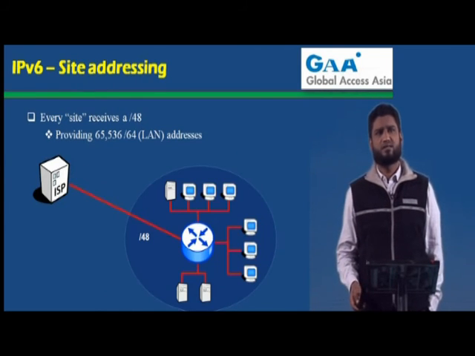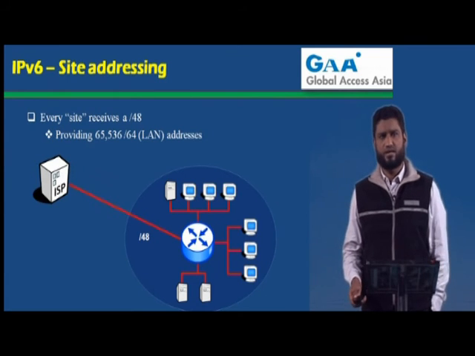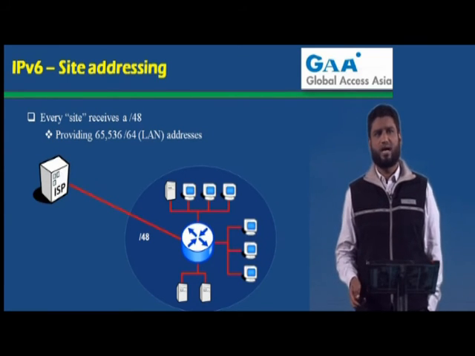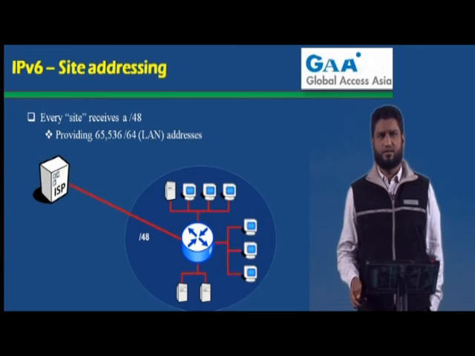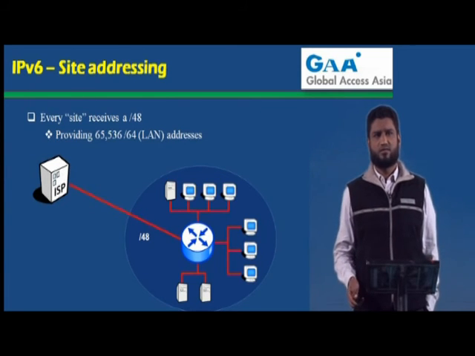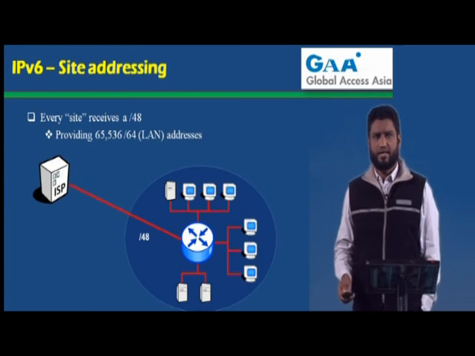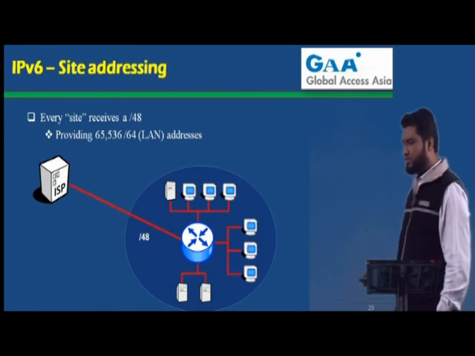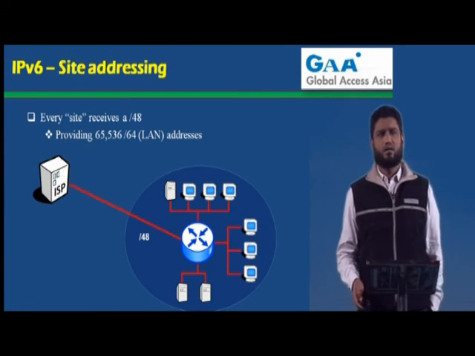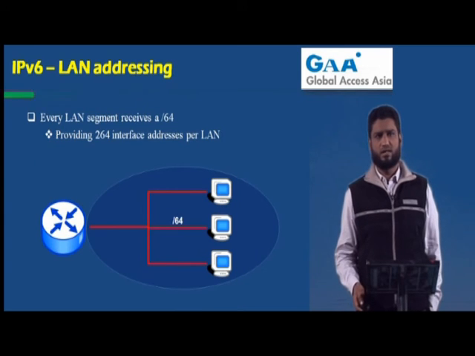And IP version 6 site addressing here: every site receives a /48, providing 65,536 /64 local area network addresses, and you can see the figure. This is from the ISP configurations. The router receives the information /48, and workstation hosts are configured manually or using DHCP protocols as well.